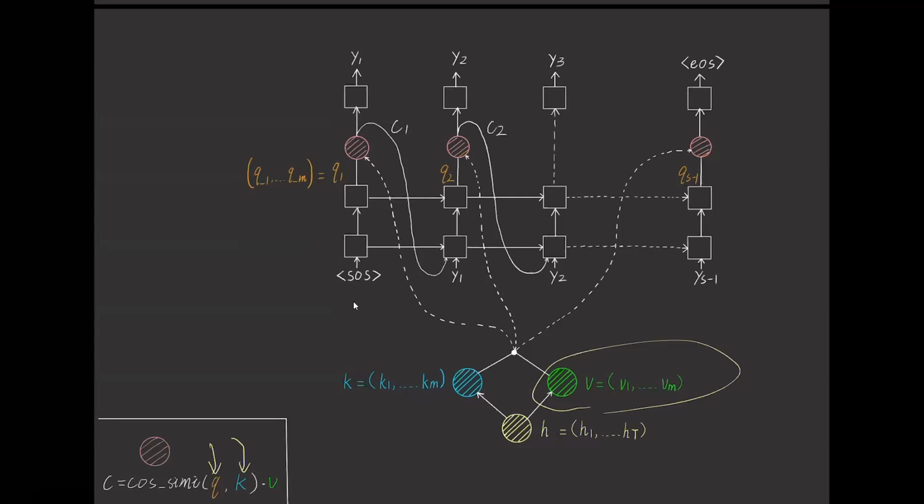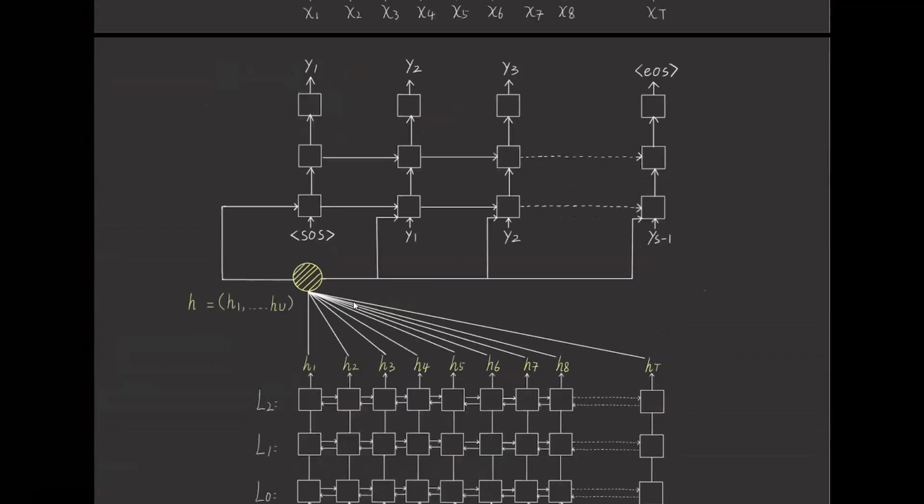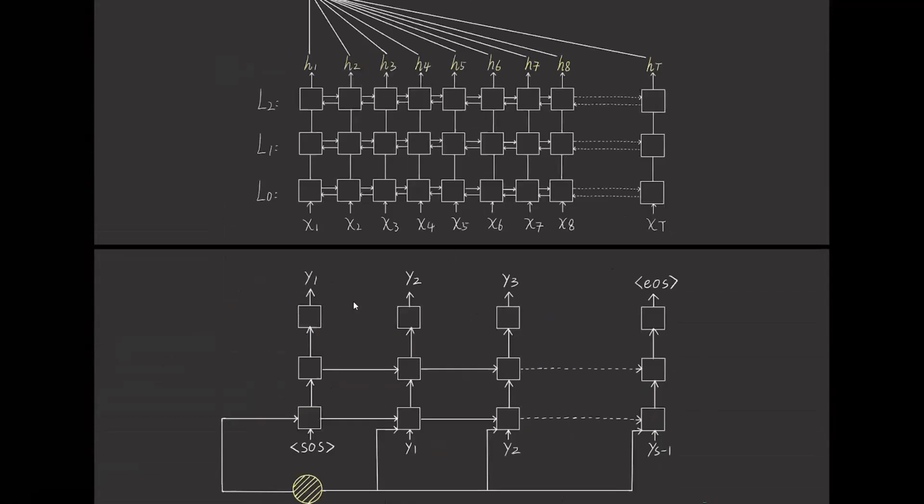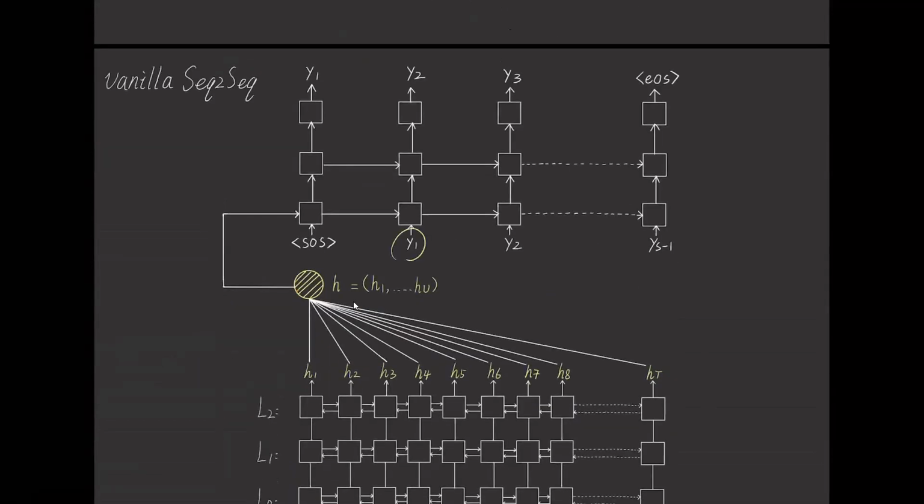So basically, for each cell here, it has three inputs. The first input is the white one, the previous output, and the hidden state from your first layer. This is exactly the same for the vanilla LSTM, right? Maybe I can go back to here. See, there are only two inputs for the vanilla sequence-to-sequence model: the hidden state from the previous layer, and the output. So there are only two inputs here.